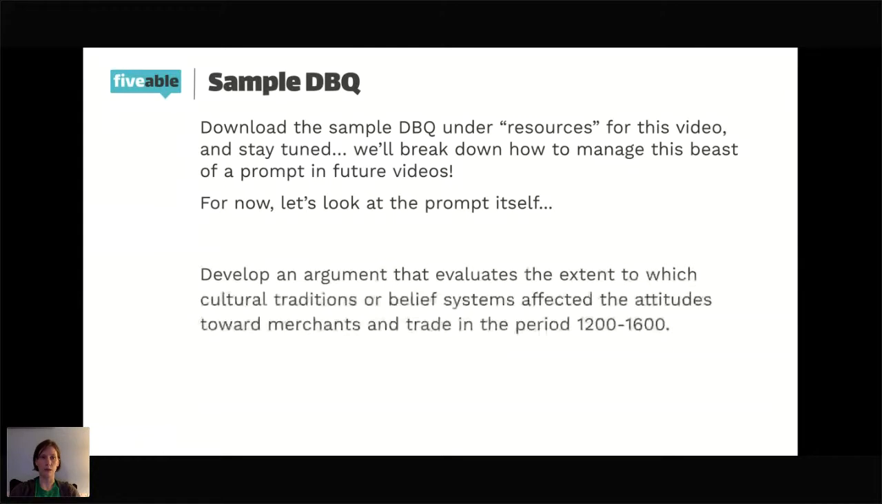Develop an argument that evaluates the extent to which cultural traditions or belief systems affected the attitudes toward merchants and trade in the period 1200 to 1600. Okay, so there's our prompt.